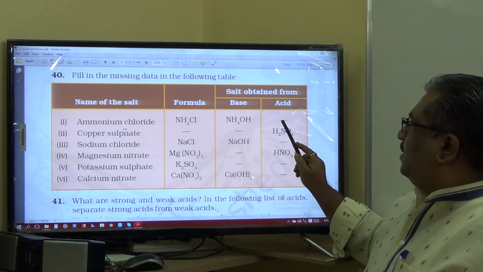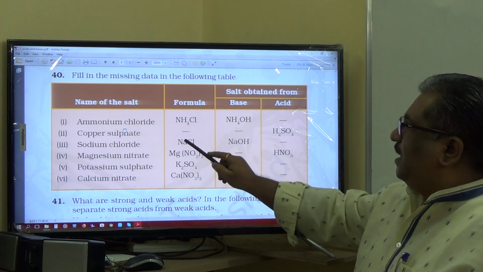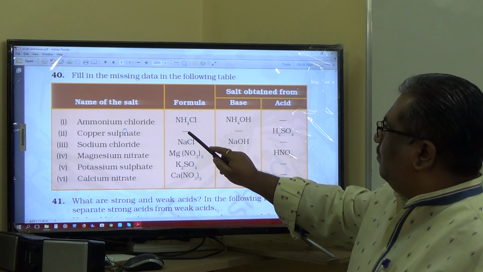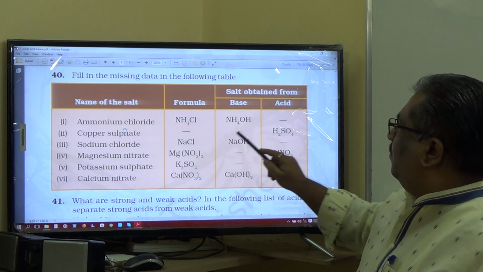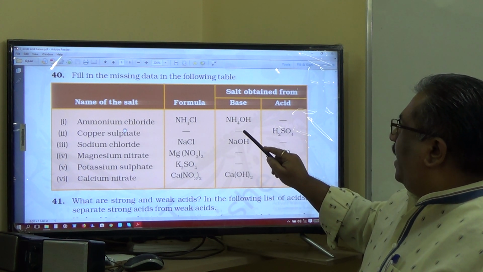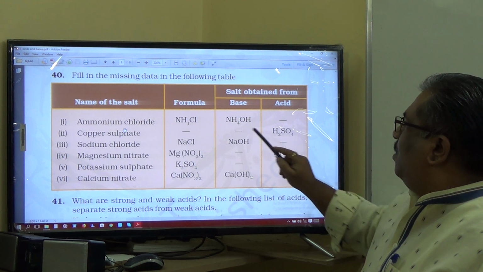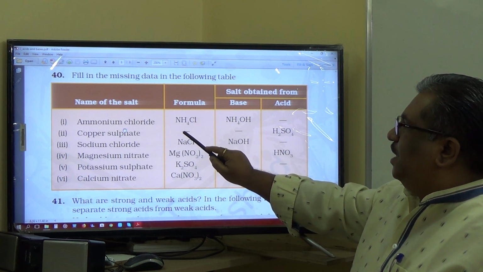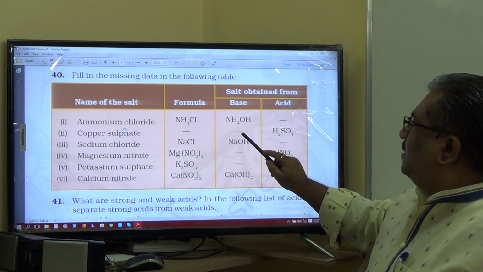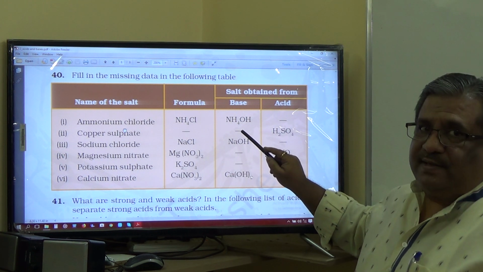So what is the acid here? HCl. Second, copper sulfate is formed here. Formula is CuSO4. How do you get this one? Copper hydroxide plus sulfuric acid gives you copper sulfate plus H2O. So the dash here is copper sulfate CuSO4. Here the base is Cu(OH)2.